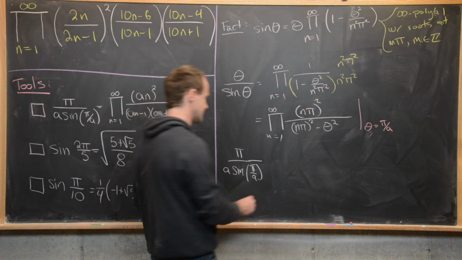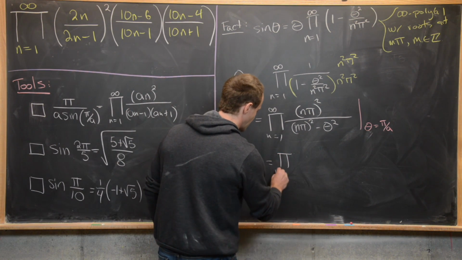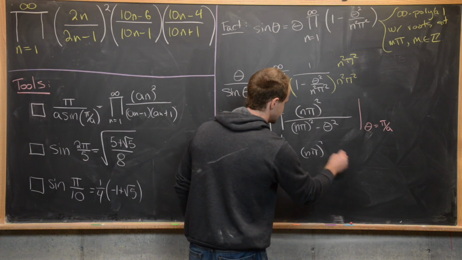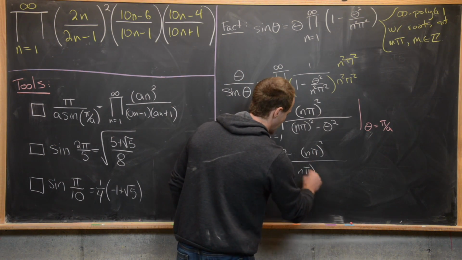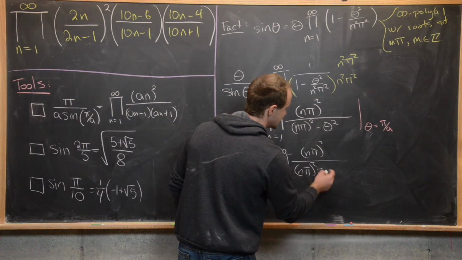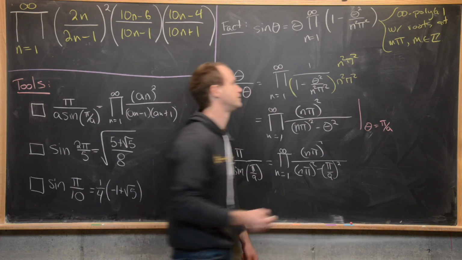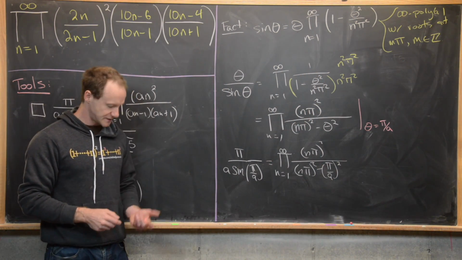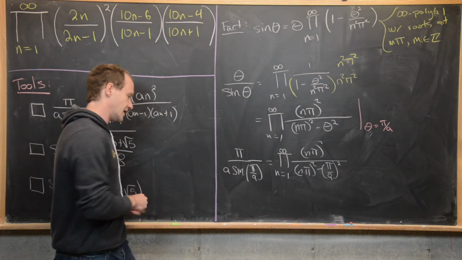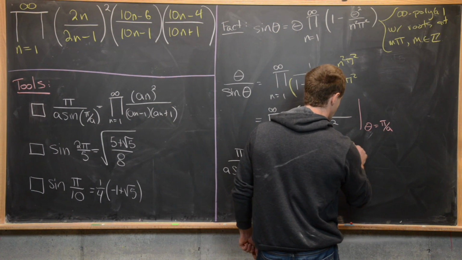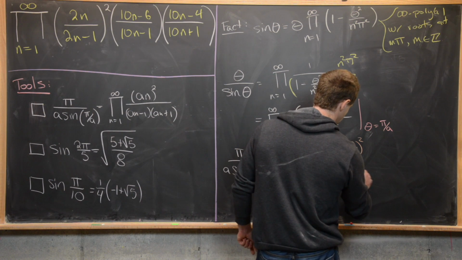And now the right-hand side will be equal to the product n goes from 1 to infinity. We've got this n pi quantity squared over n pi quantity squared minus pi over a quantity squared. And we're almost there. Now the next thing that we're going to do is multiply the numerator and the denominator by a over pi squared.